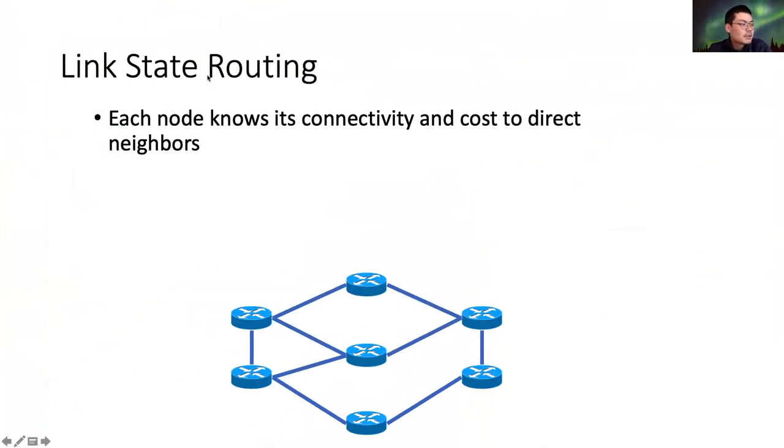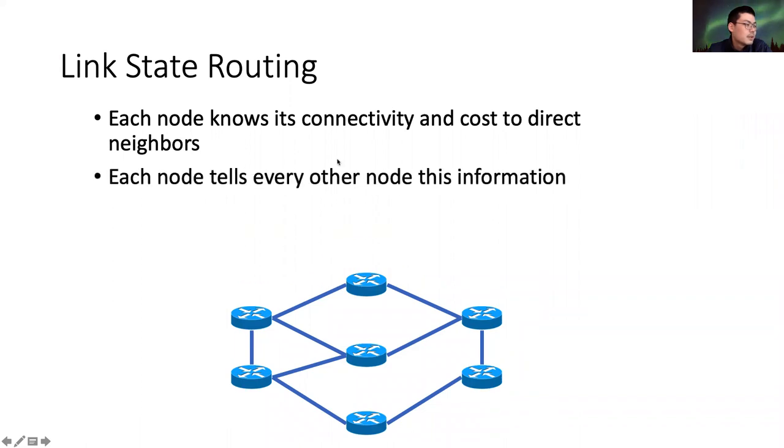Right, so let's look at link state routing. In link state routing, each node knows its connectivity and cost to direct neighbors. Just like before, you of course know whether you are connected to a neighbor and the cost, and each node will tell every other node about this information. Basically, flood: hey, my two adjacent links, what are the costs?